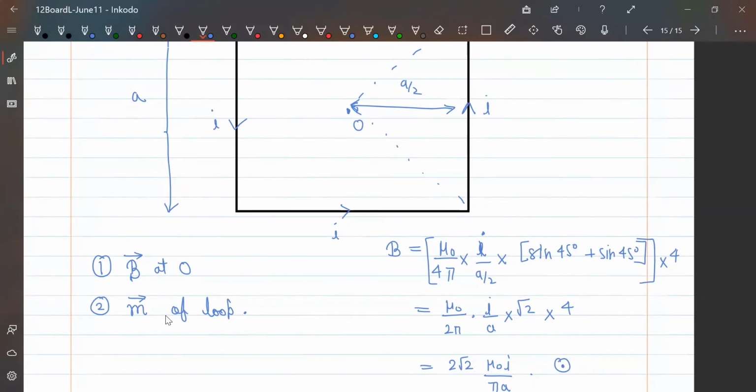Okay. Next, find the direction. The direction for this will be out of the plane, so I'll put a dot here. Next, find the magnetic moment. Mehul, tell me the magnetic moment. It will be current into area, and the direction will be outwards. So current will be I, area is a squared, and out of the plane. That will be the magnetic dipole moment.